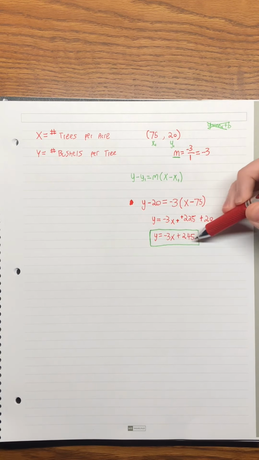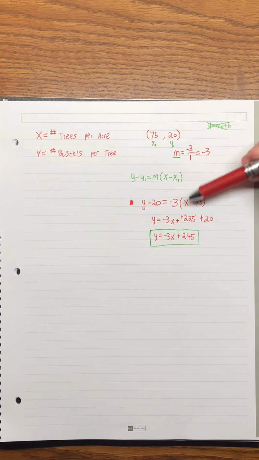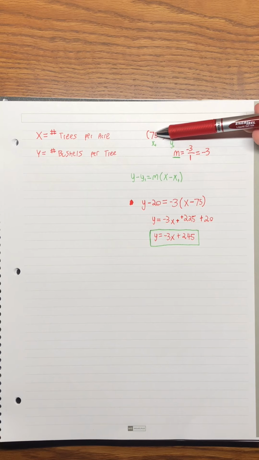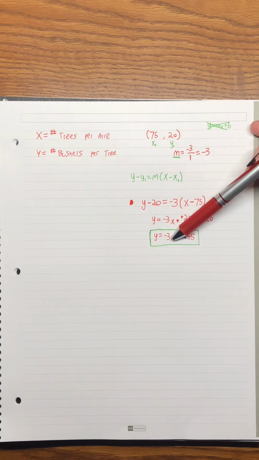So what does this formula do for us? Well, if we plug in any number of trees we wish to plant per acre, we will then figure out how many bushels will be yielded per tree. If I plant 75, and if I put 75 into this formula, we can just check this.